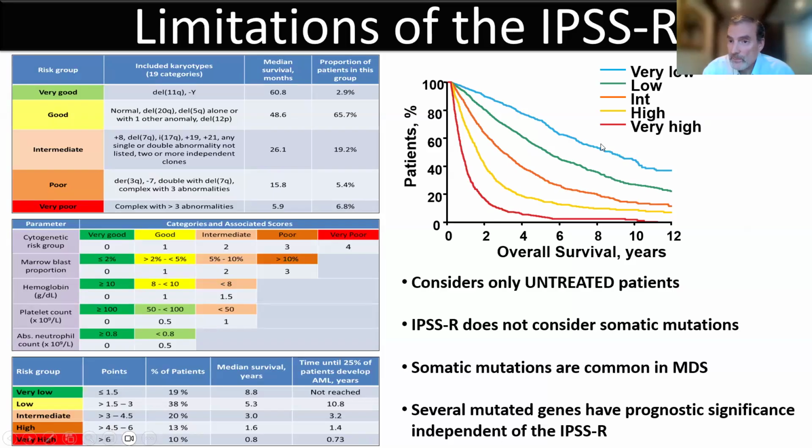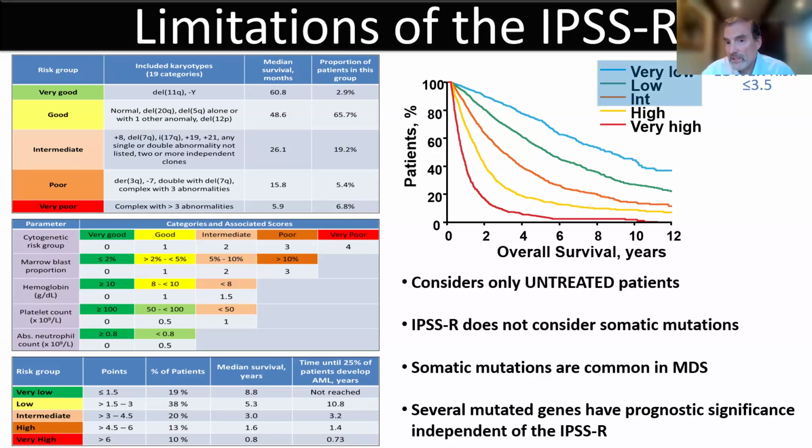But there were some limitations of the IPSS-R as well. First of all, it only considered untreated patients, and we'll come back to that point later. Patients who started to receive treatment around the time that the original IPSS was becoming out of date might have different survival than the patients that were included in these older studies. And it didn't take into account those DNA mutations that I told you we knew so much about, because at the time that this was created, we didn't have as much knowledge as we do today. So we thought we could improve upon the IPSS-R by creating its next iteration that took into account those mutations.